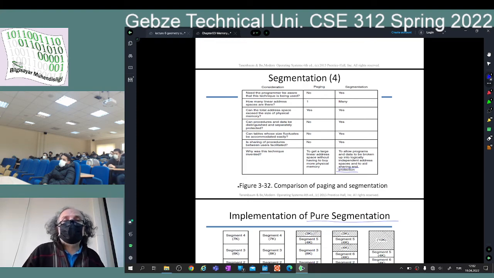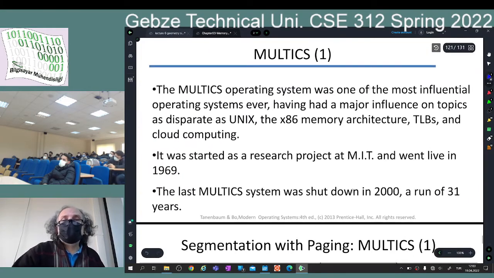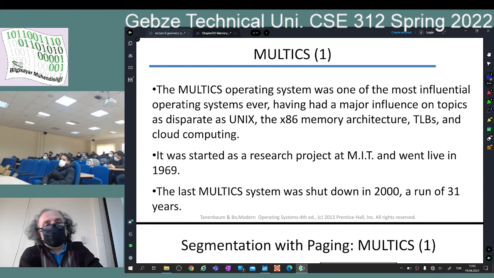Maybe we should look at some practical system about paging and segmentation. Let's look at the system MULTICS. Remember MULTICS? It was developed in the 1960s. It was actively used in the 1970s, 80s, 90s, and 2000 actually, without changing anything. They ran the same operating system, and you might say that Windows has been running for the last 30 years, from the 1990s to the 2020s.